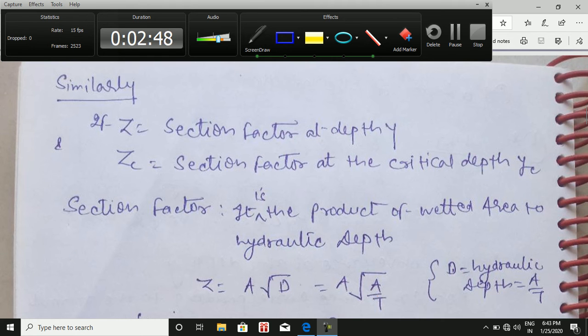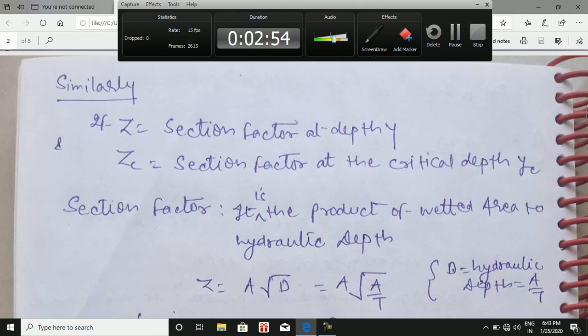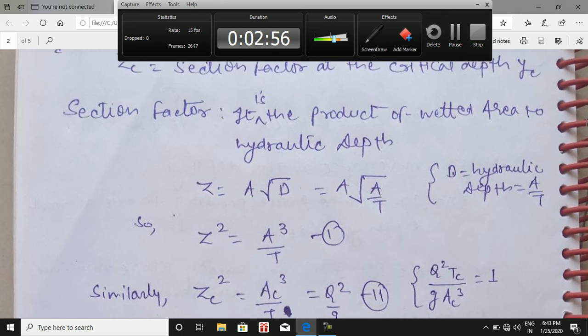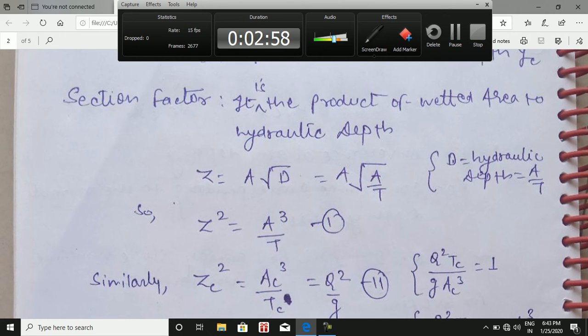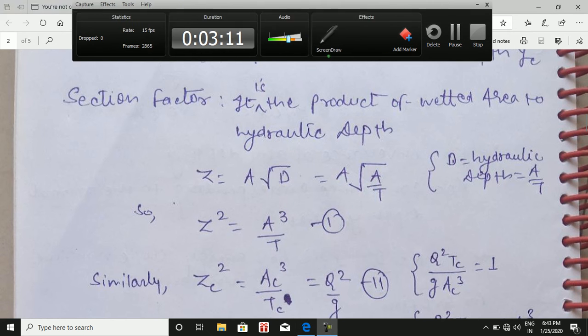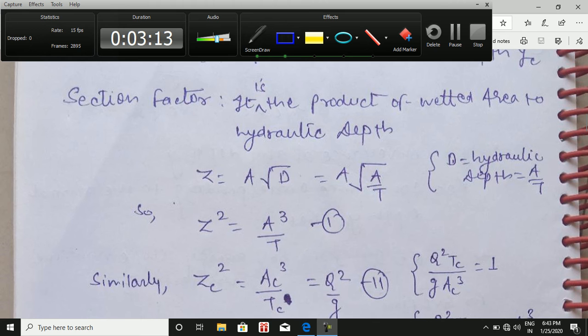Now putting the values of all these, we can calculate Z square, that is A cube by T. Similarly, Z square C, that is AC cube upon TC, and that is equal to Q square upon G. From where we get Q square TC upon G AC cube, and this is already known: Q square TC upon G AC cube is equal to 1. We have already known that.